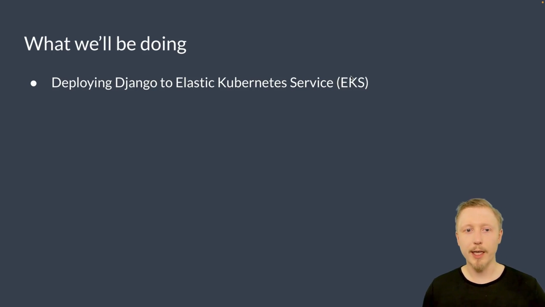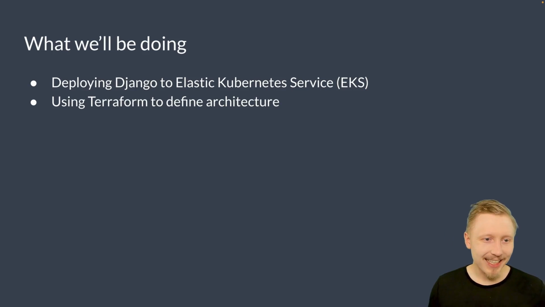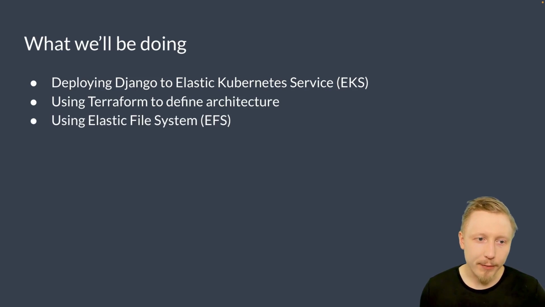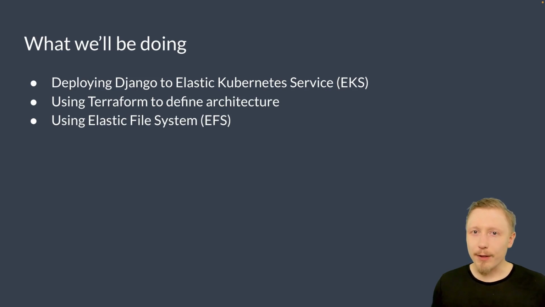So we're going to be deploying Django to Elastic Kubernetes Service, or EKS. And we're going to use Terraform to define the architecture so we can easily create it and destroy it, again, for that cost-saving benefit. And we're going to use Elastic File System to store the static data.